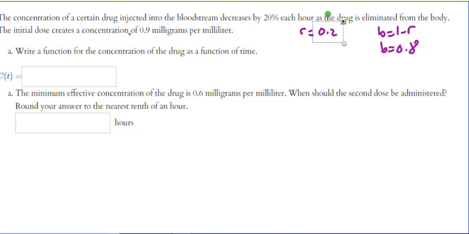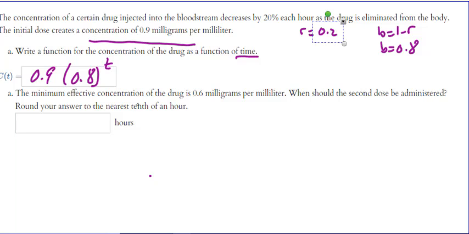Initial dose is 0.9 milligrams. So 0.9 times 0.8 raised to the t, for time in each hour. So that's a function of time. That's the first one, right? That gave us the initial concentration.